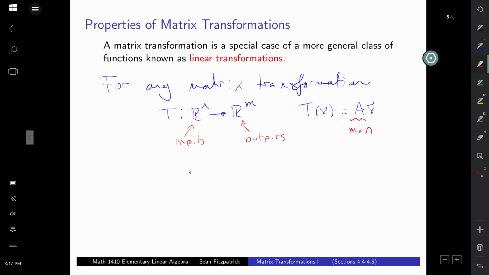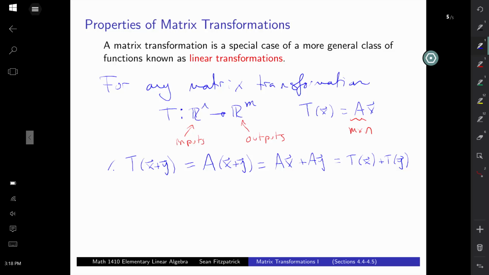Now, just working with properties of matrix transformations, you get a few things for free. You get that T of x plus y, okay. Well, by definition, that's A times x plus y. And we know that matrix multiplication is distributive, so I can write this as A times x plus A times y. But that's by definition of our matrix transformation. This is T of x plus T of y, okay?